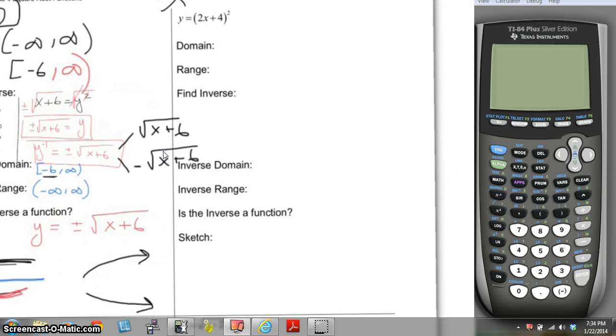Now let's try to do this on the side. So let me cancel this. Okay, so y equals (2x plus 4) squared. Now since this is a quadratic function, what is the domain? Negative infinity and infinity. Now what about the range?